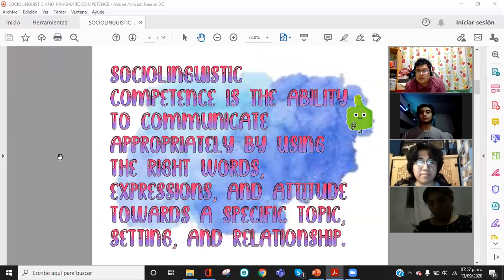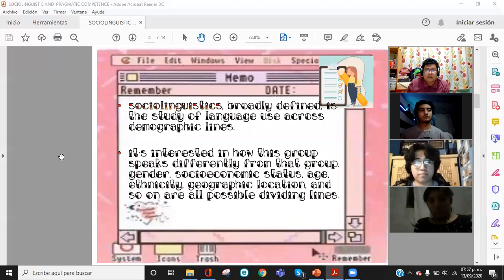Well, as you can see, people, here we have sociolinguistics, and here you have the explanation. Just try to write down this in your notebook. Sociolinguistic competence is the ability to communicate appropriately by using the right words, expressions, and attitude towards a specific topic, setting, and relationship. And that was what Camilo said. Okay, formal or informal context. Okay, so this is the next presentation, sociolinguistics, and well, we listen to our partners.